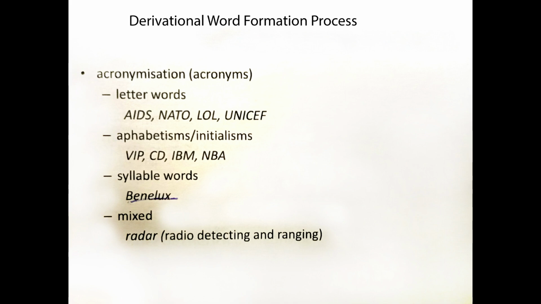CD stands for compact disc. IBM stands for International Business Machines. NBA stands for National Basketball Association. You can see all those capitalized letter units are representing the first letter of the words in the organization names, right?